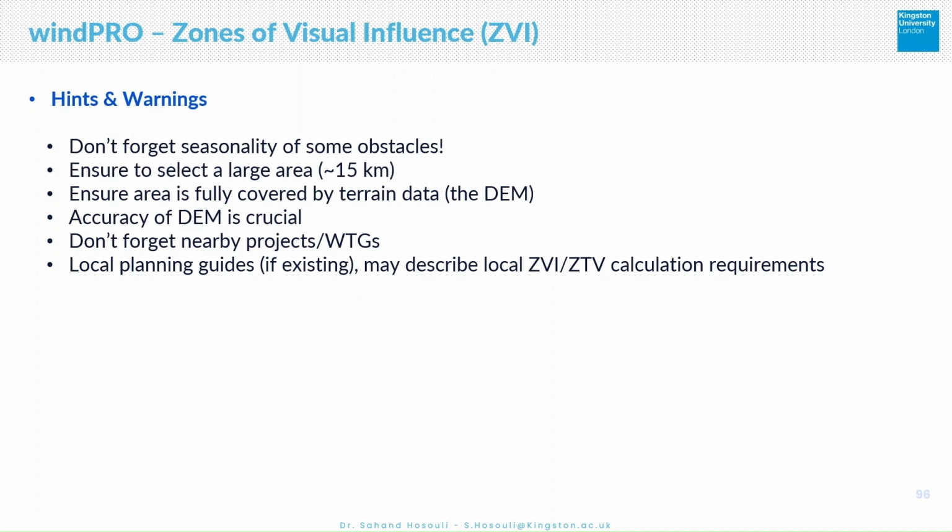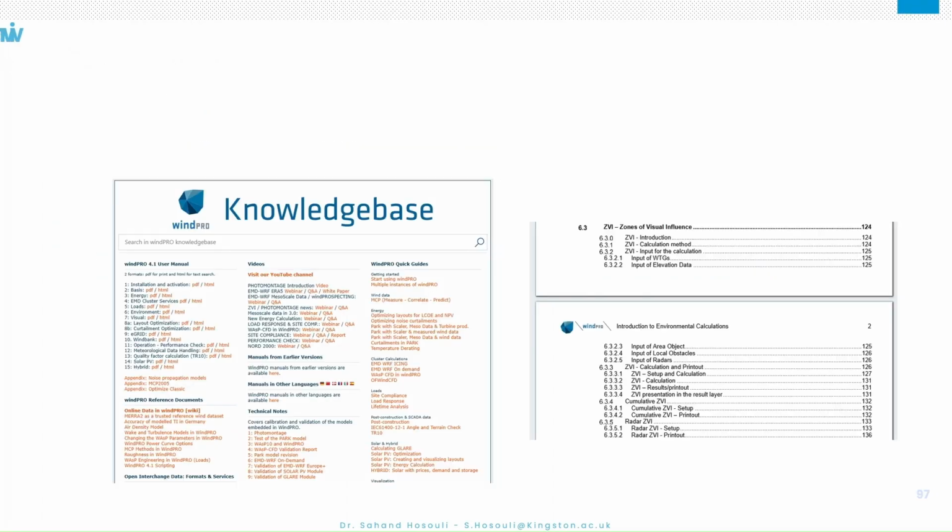And we need to be careful about the DEM and the accuracy of this terrain data. We have to take a look also at nearby objects in terms of the projects and the wind turbine generators, and we need to take a look at local planning guidance, which is described as the ZVI zone of visual influence calculations requirement.